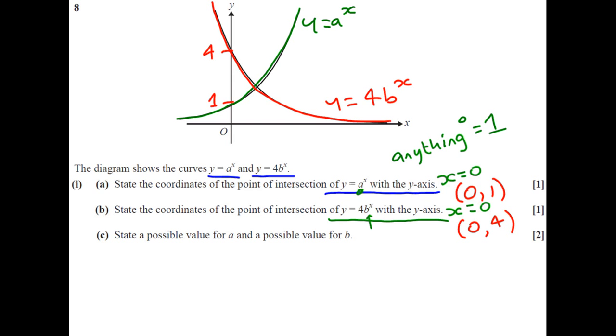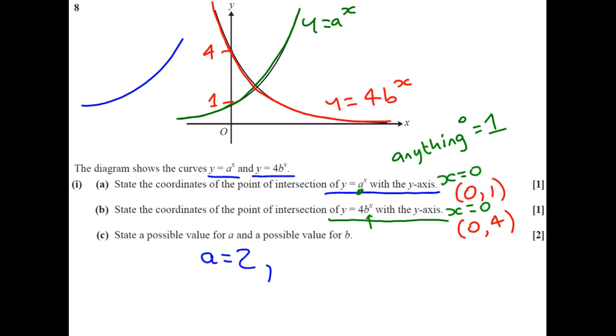Now, a is your standard exponential graph, so it could be e to the power of x, it could be 2 to the power of x, it could be 3 to the power of x, okay, anything like that. So you could say a equals 2. Now, state a possible value for b.